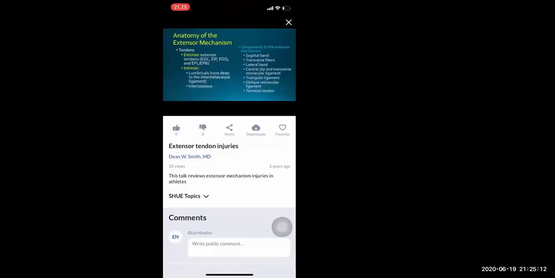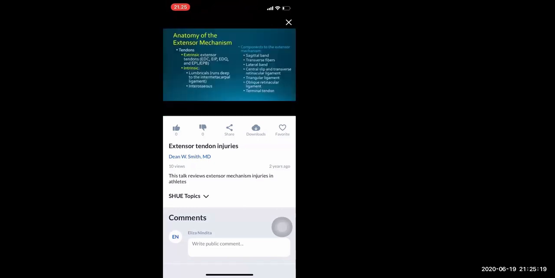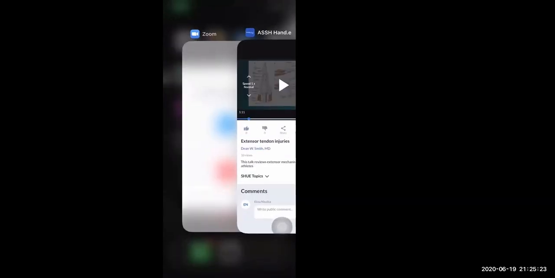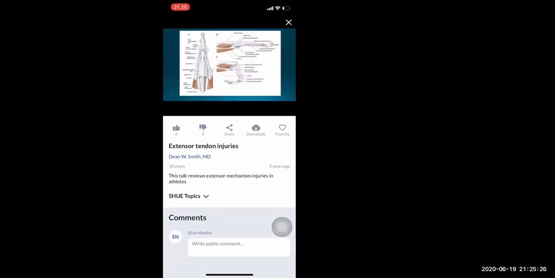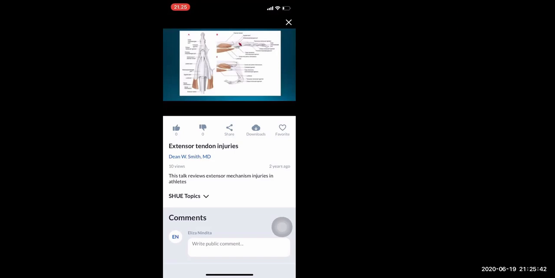The extensor mechanism, starting proximally with the sagittal band, you have your transverse fibers, the lateral bands, central slip, the transverse retinacular ligament, triangular ligament, the oblique retinacular ligament, and then of course the terminal tendon insertion. On this picture here, you can see the tendons coming in proximally, and then you have your intrinsics, your interossei that are dorsal to the deep transverse intermetacarpal ligament, and on the volar side, you have your lumbricals. And then heading distally, we have our sagittal band, and just distal to that are the transverse fibers.